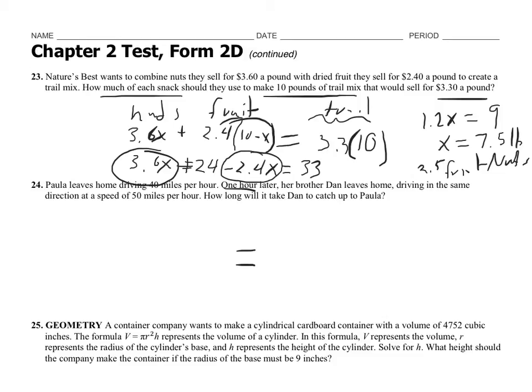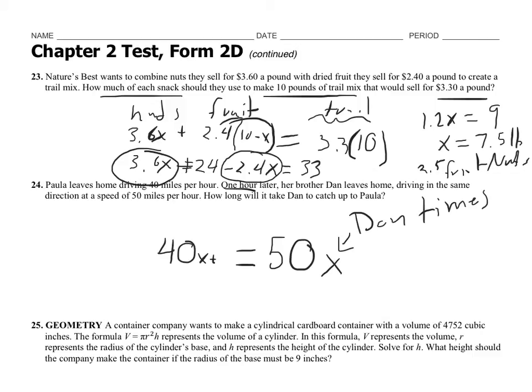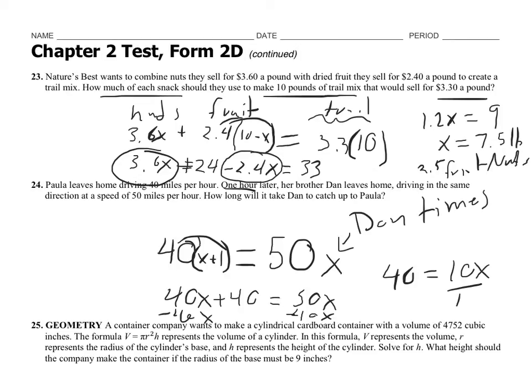How far did they travel? Well, we want to figure out how long Dan traveled. So let's figure out how long it took for Dan to travel. So that'd be his time, x. Well, we don't really actually know how long Paula's been traveling, but we do know that she's been traveling for at least 1 more hour. So now I can solve this. Let's distribute the 40. So 40x plus 40 equals 50x. Subtract 40x over. 40 equals 10x. Divide by 10. x is equal to 4 hours.